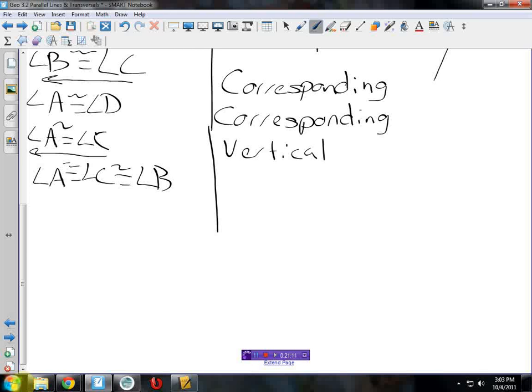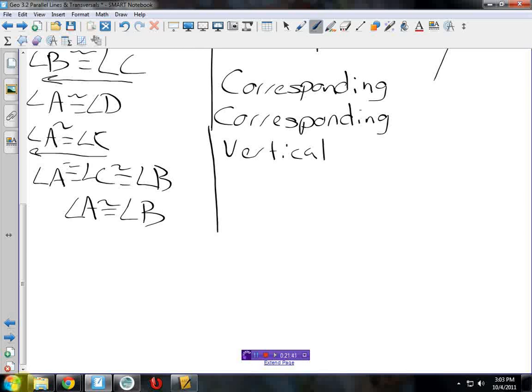Angle A is equal to angle B, which is equal to angle C. Let me try that again. Angle A is equal to angle C, which is equal to angle B. And like Gloria said, we should just write this, right?